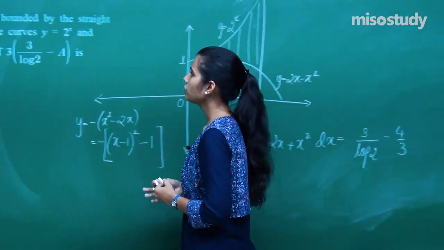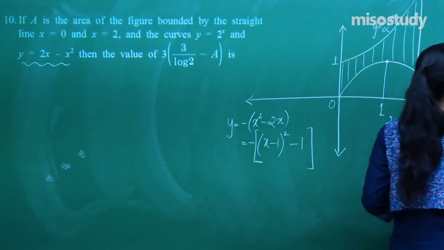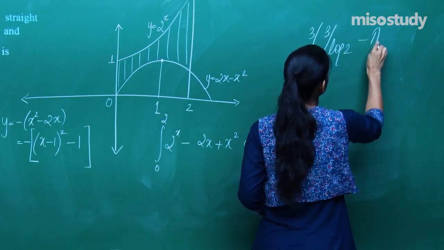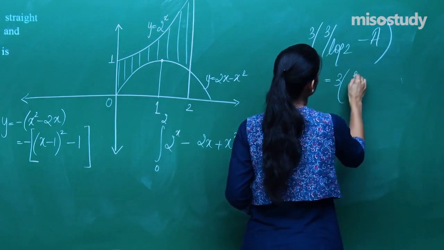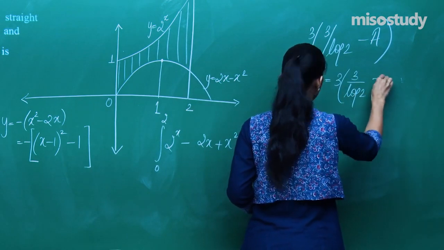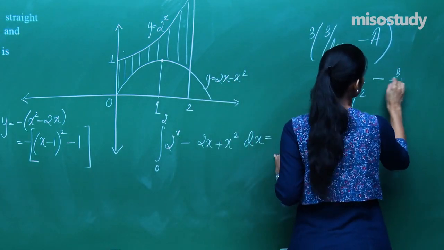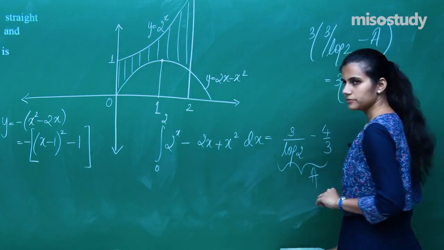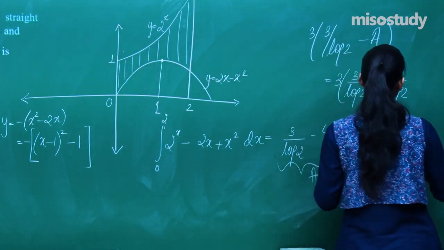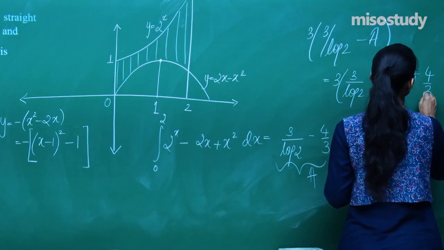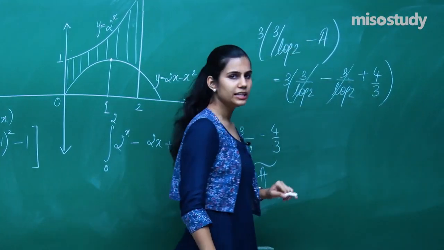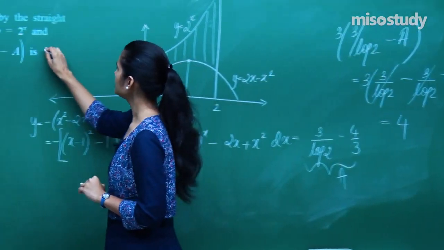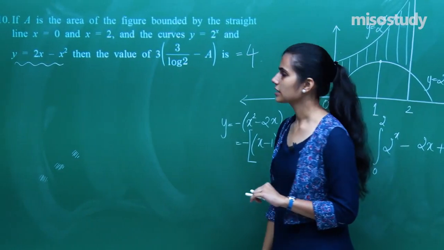The question is to evaluate the value of 3 times (3 by log 2 minus A), which is 3 times (3 by log 2 minus 3 by log 2), because this is my A, this is the area, minus of minus 4 by 3 is plus 4 by 3. 3 into 4 by 3 gives me 4. So again the integer associated with this is 4, and that completes our discussion over the questions.